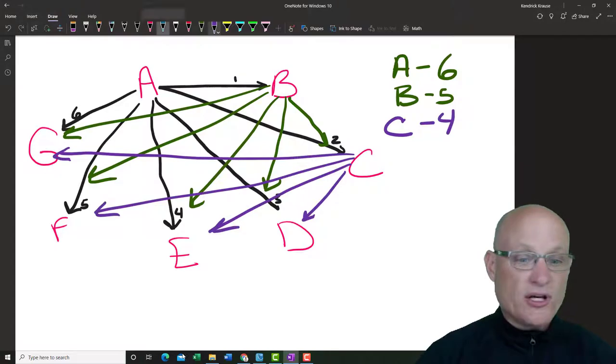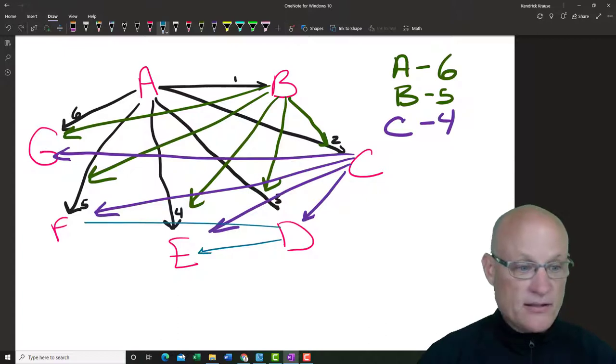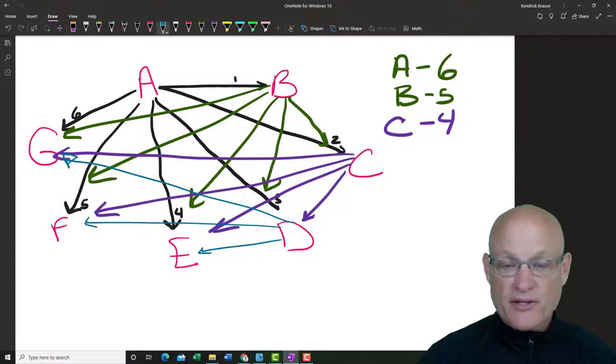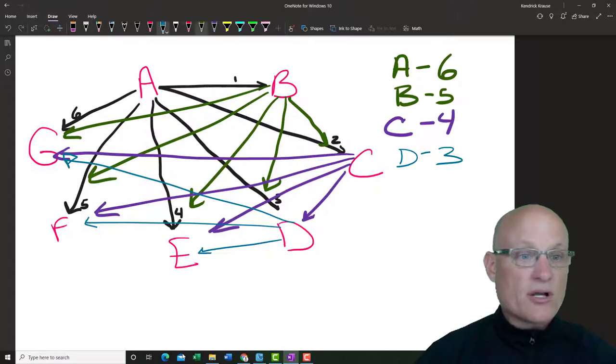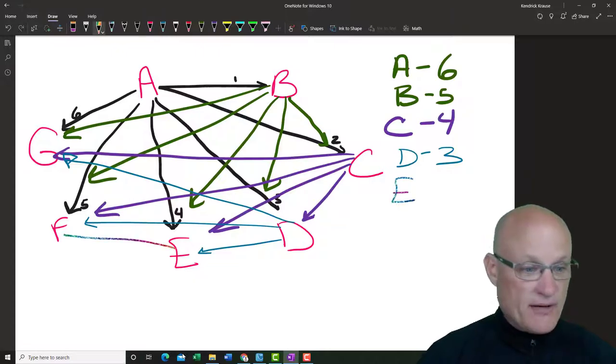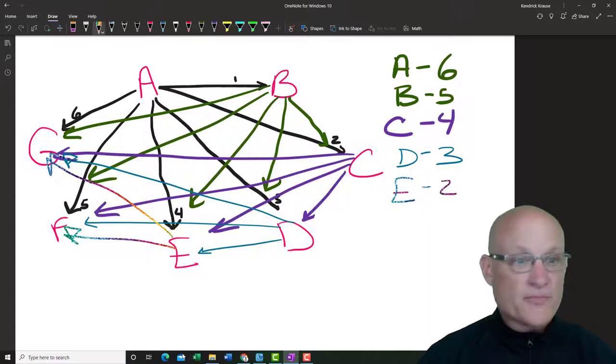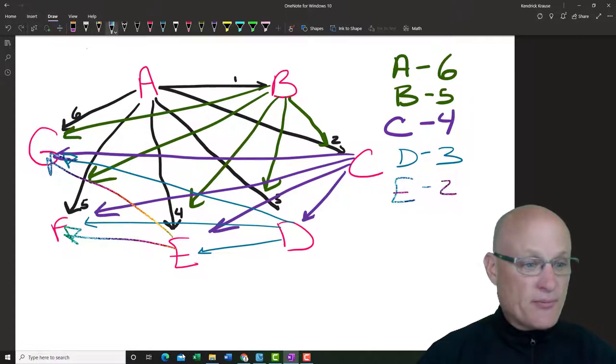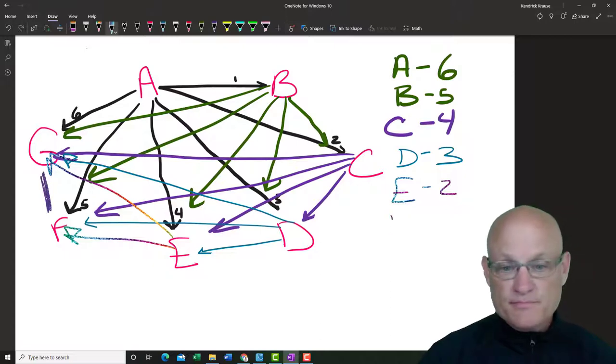Now how many games does D have to play? Well, D's already played C, B, and A, so they have to play E, F, and G. So they got to play 3 new games. And I think you see where this is going, right? Now, let's see, what color have we used? I'm going to use rainbow. Who does E have to play? E has to play F and G, so E has 2 new games. And F only has to play 1 new game.